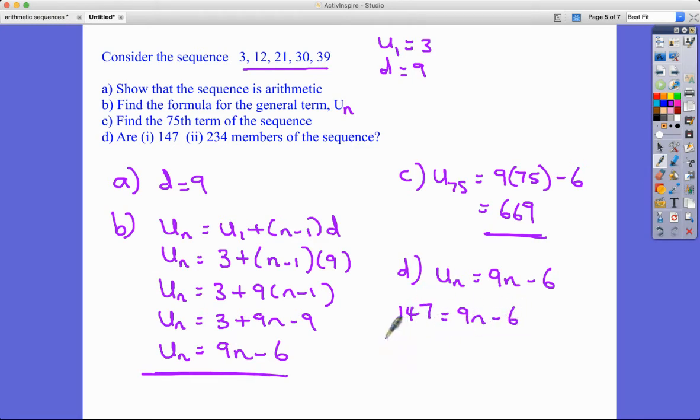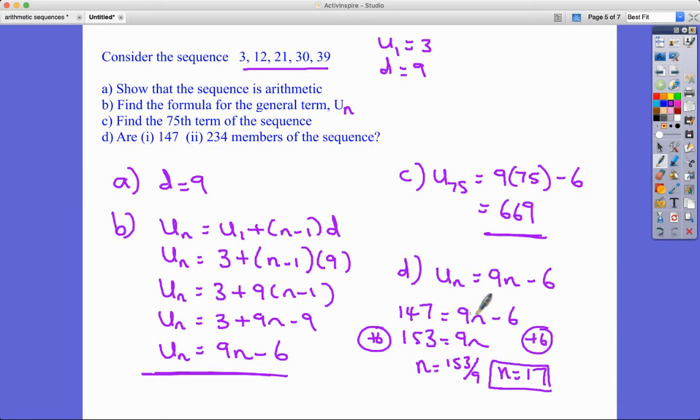Let's have a look. Let's rearrange it. Let's add 6 to both sides first of all, so we get 153 equals 9n. And so n is 153 over 9. Is 153 divisible by 9? I've got a feeling it was, yes, it is. It's n equals 17. So this is actually the 17th term. So yes, it's the 17th term. It's U17.